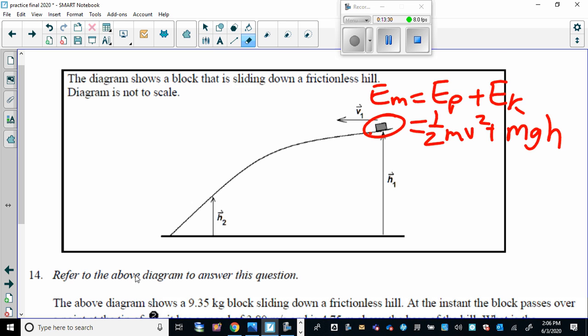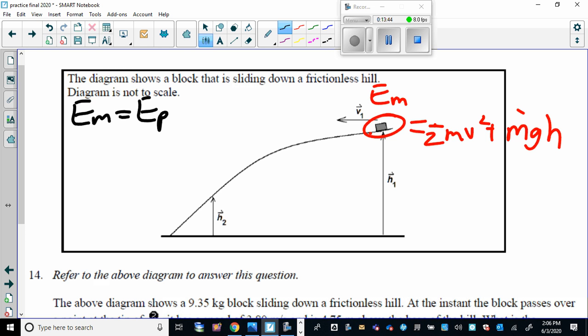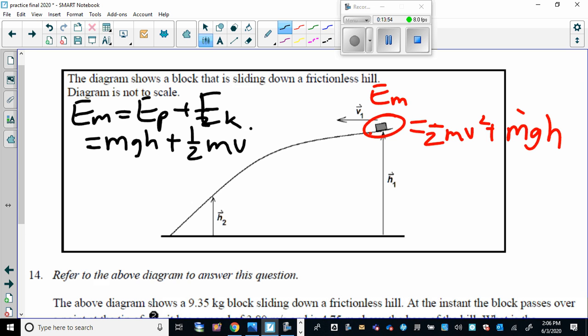Oops, sorry, I did that backwards. I'm just going to do it over here. That way I'm close to the mic. EM, and I'll do it correctly this time, equals EP plus EK, which is mgh, that's EP, that's EK. Plug the numbers in.